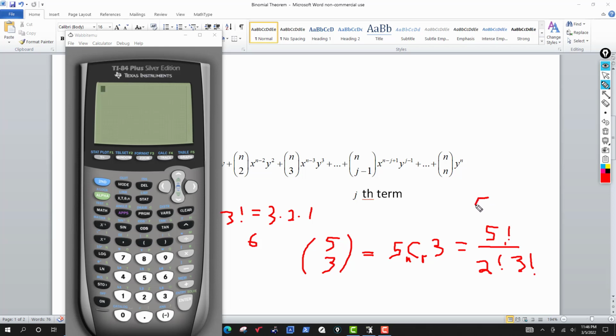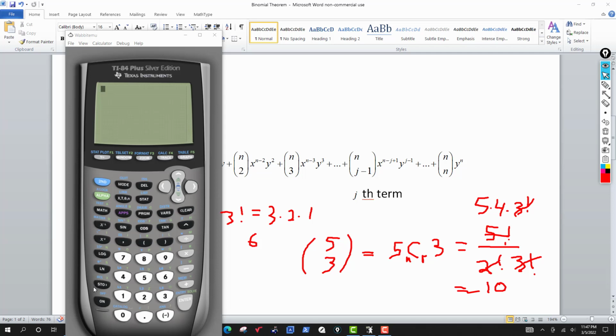So we can break this down this way, 5 times 4 times 3, all the way down to 1, but this part would just be 3 factorial. So this one and this one would cancel out. And then 2 factorial is 2. 2 into 20 would be 10. So you get this equal to 10.